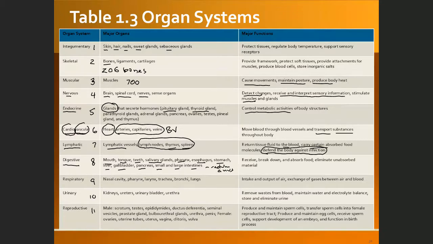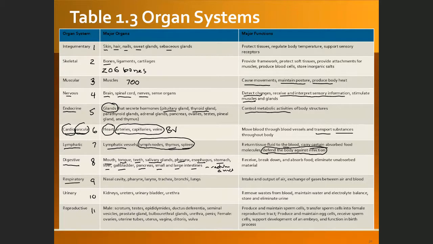The next one is the digestive system. We already mentioned this. The organs are the mouth, tongue, teeth, stomach, and so on. The main function is to digest the food into smaller nutrients that can be absorbed.